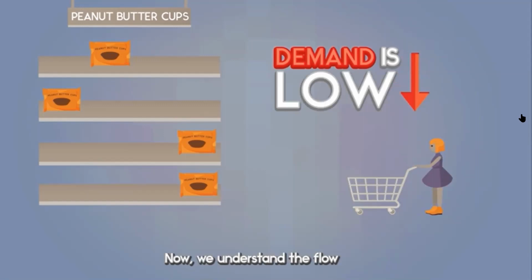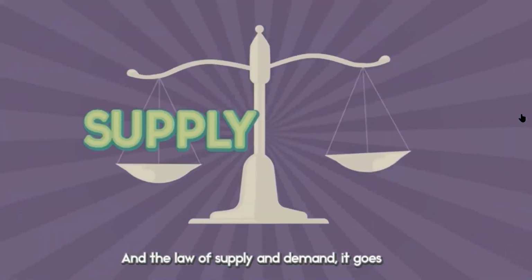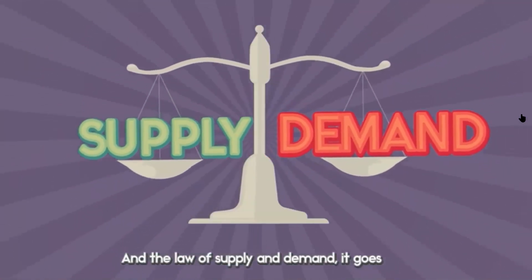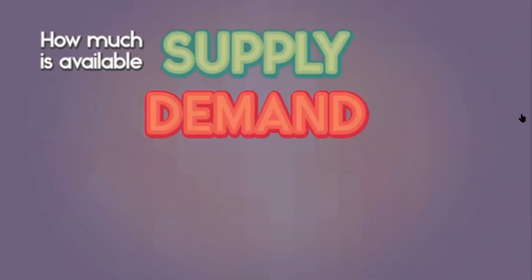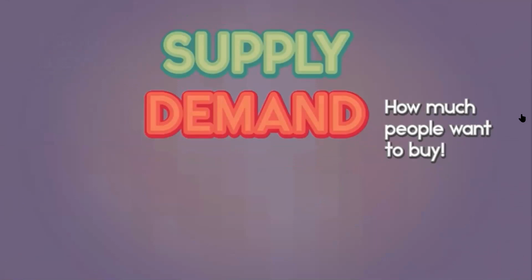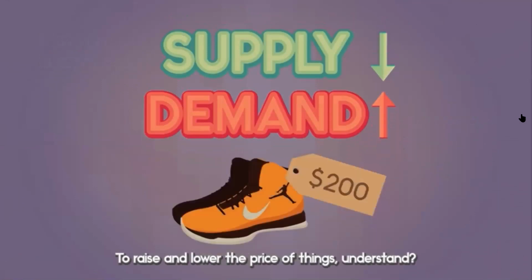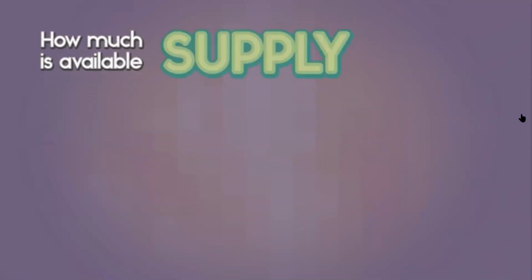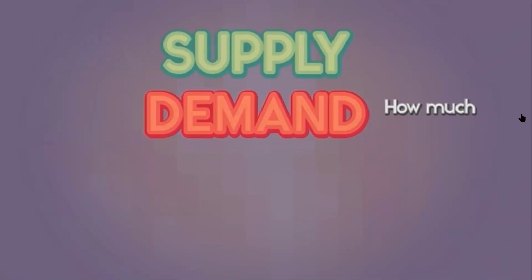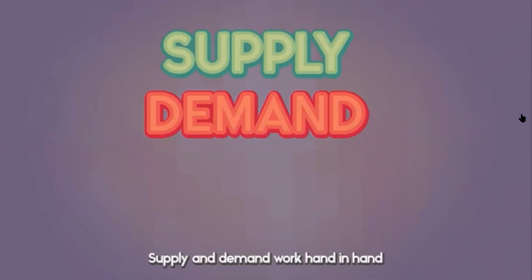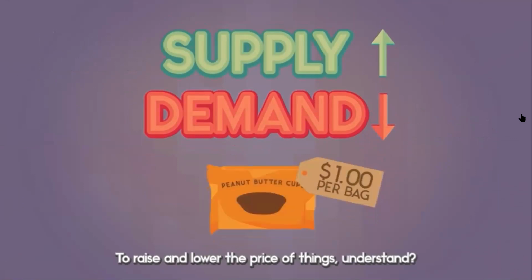Now we understand the flow and the law of supply and demand. It goes, how much is available? That's supply. And demand, how much people want to buy? Supply and demand work hand in hand to raise and lower the price of things.